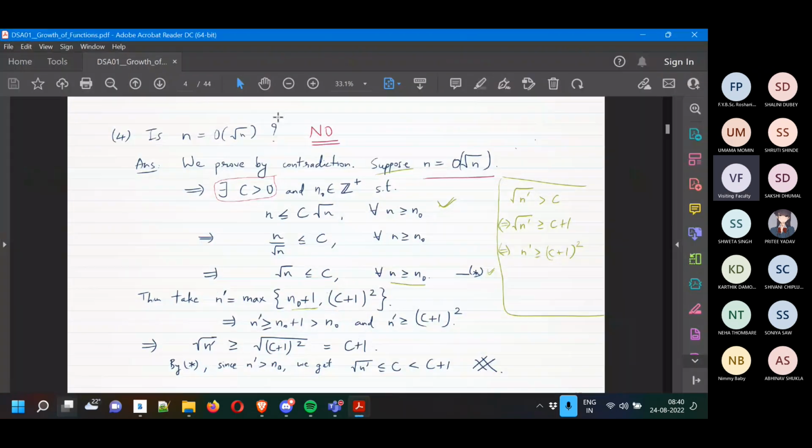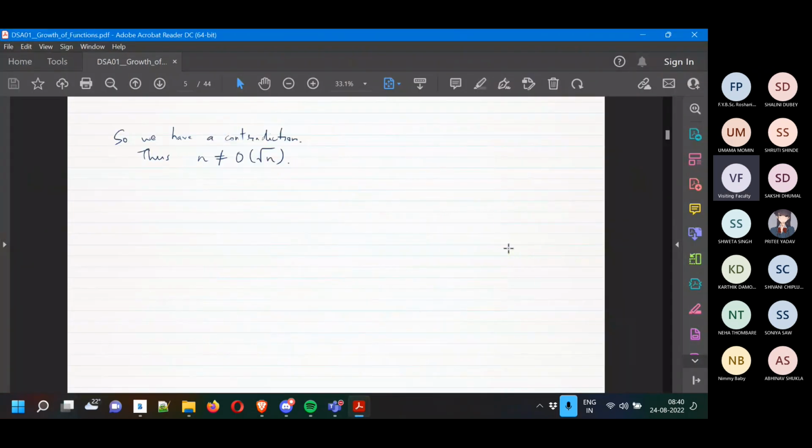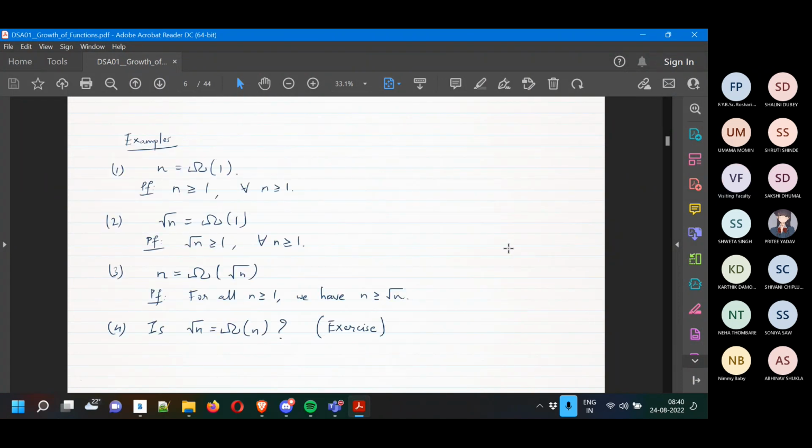Let's look at some more examples. So this is a contradiction: n is not big O square root n. This is not true. Omega works the same way. So n is omega 1, because now n is greater than or equal to 1. We have the reverse inequalities: square root n is also greater than or equal to 1, and n is greater than or equal to square root n.